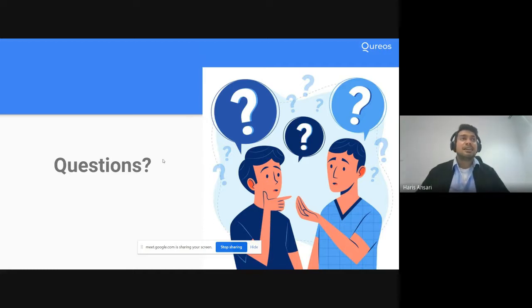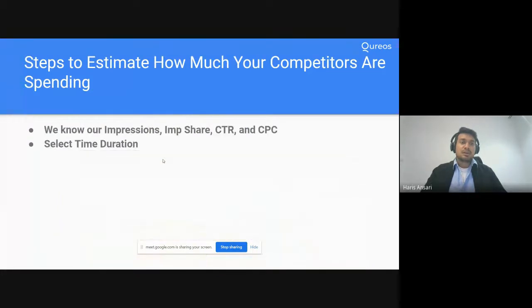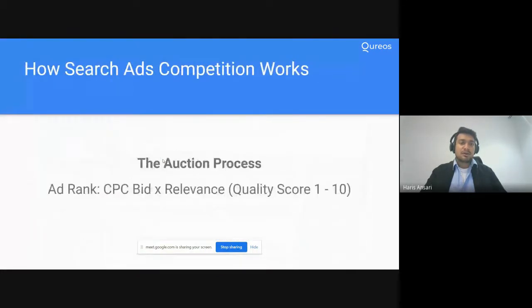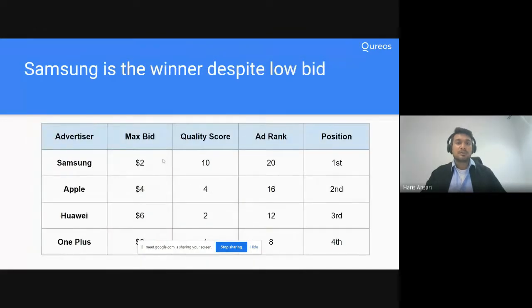So ad rank is a calculation done by Google every time you search for any keyword, and that formula is used to decide which ad of which company or business is going to rank first, second, or third. The ad rank formula is simple: bid times quality score. That is what the ad rank formula is. The higher the ad rank, the higher position you will get. In this example, we saw that Samsung got 20 in the ad rank, so it was ranked at position 1.